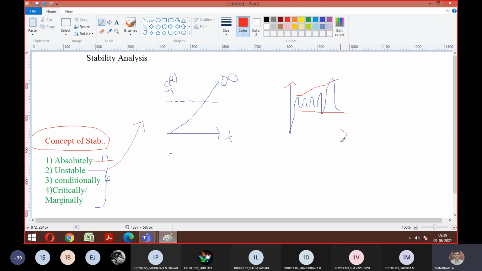Yes, sir. So let's move on with the third category, that is called conditionally stable. Anybody having doubts till here, you can ask. Can you tell the definitions? For which one, ma'am? Unstable. Okay. Just make a note. I talk with respect to your conditions. You just make a note.